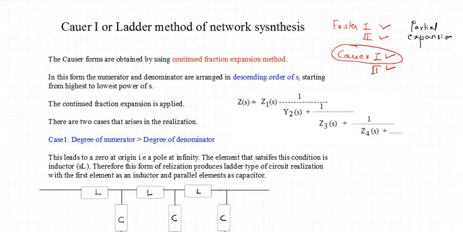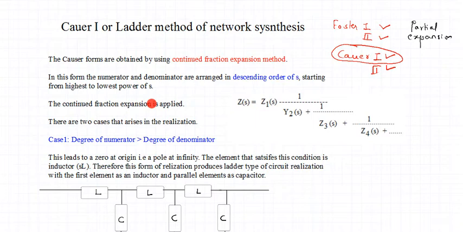As discussed, the Cauer 1 method uses the continued fraction expansion method. In that, what we do first is arrange the numerator and denominator in the descending power of s. So given the network function, we arrange the numerator and denominator in descending powers of s, and then we apply the continued fraction expansion.